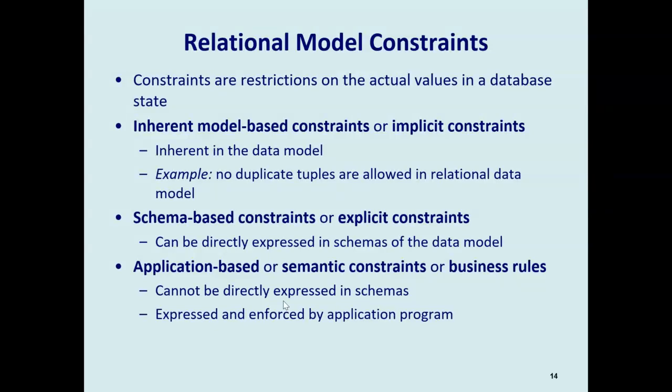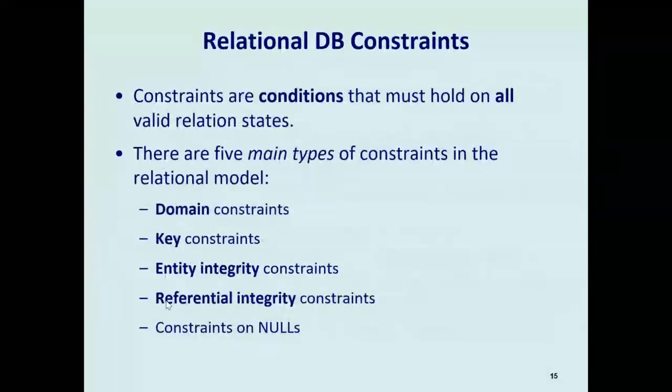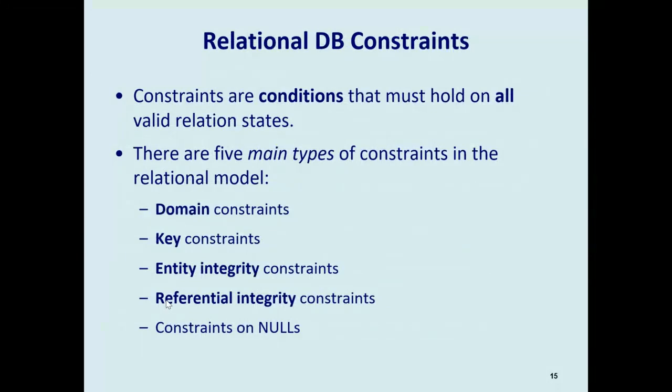So this can be easily embedded in the database design and then enforced. That's called the business rules or application-based constraint, okay? So for the relational database constraint, we mainly focus on the database schema-based constraint, also called explicit constraint. Here it shows the common 5 constraints of the relational data model.